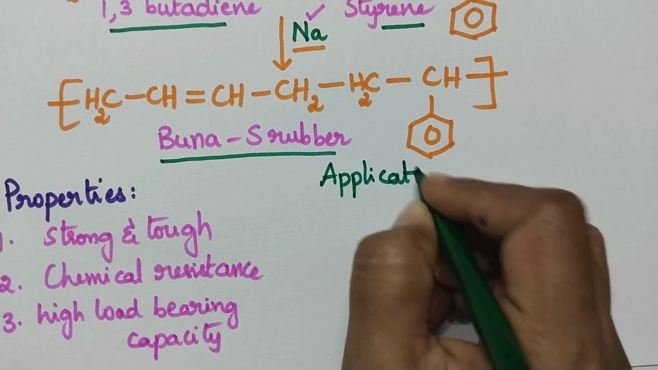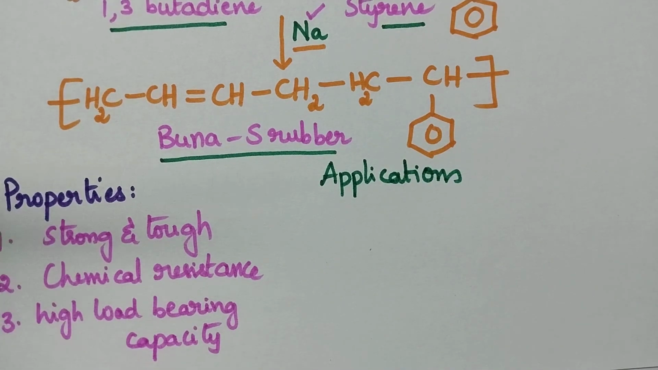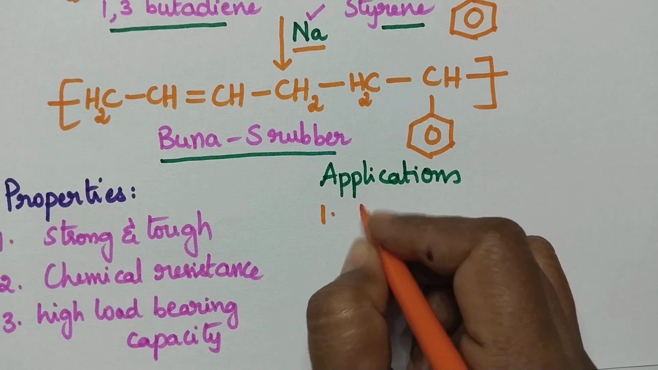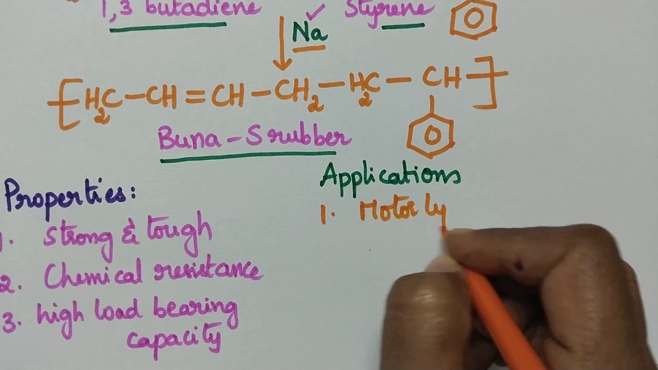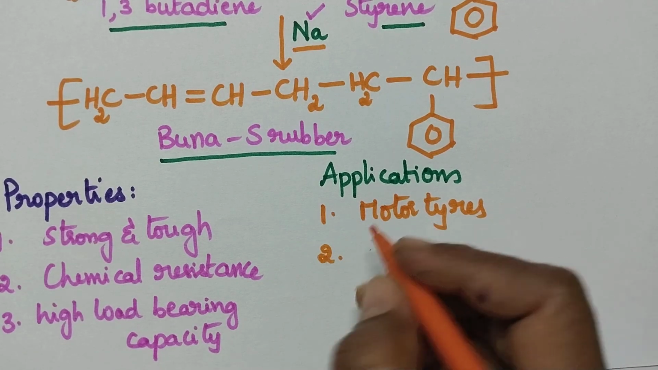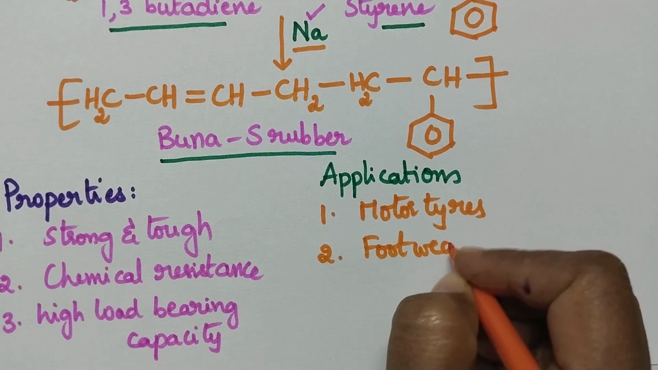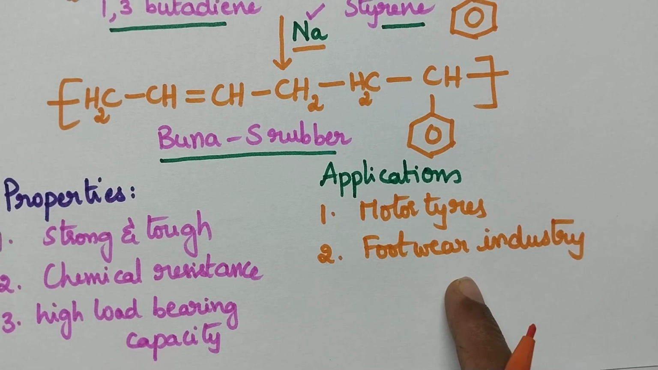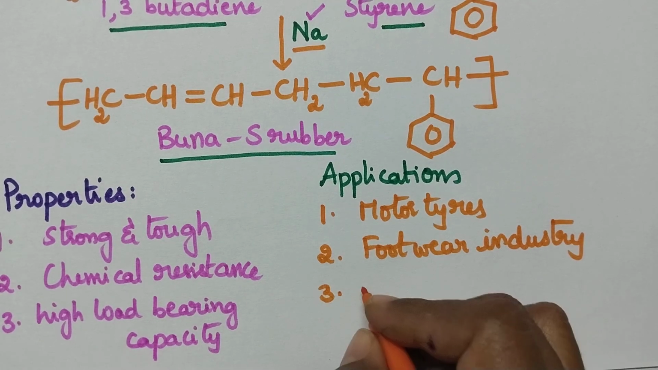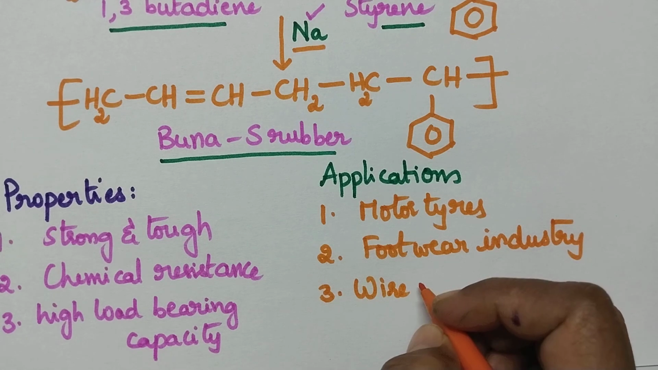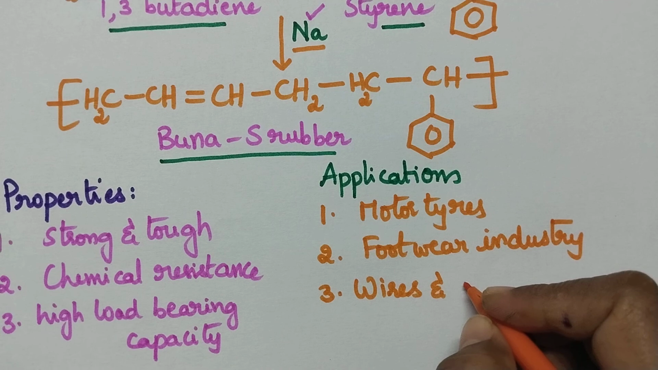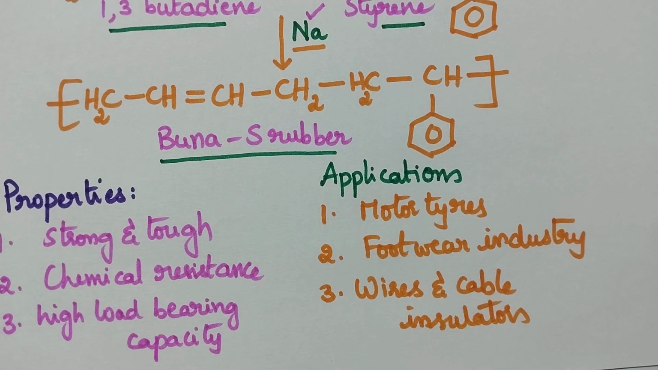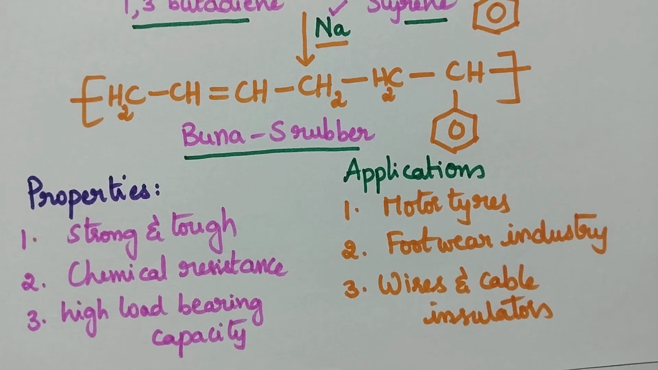Coming to the applications of Buna-S rubber, it is highly used in the automobile industry for the manufacturing of motor tires. At the same time, it is used in the footwear industry for the manufacturing of footwear components, shoe soles, etc. Buna-S rubber is also used for the manufacturing of wires and cable insulators. These are a few important applications of Buna-S rubber.